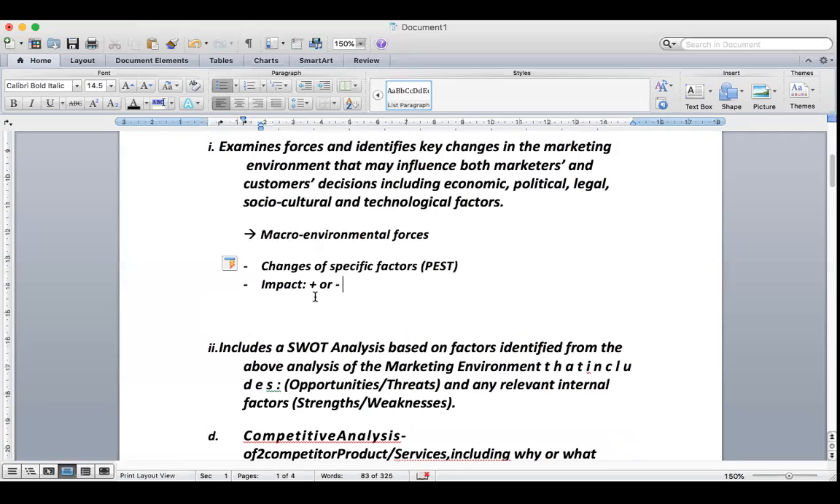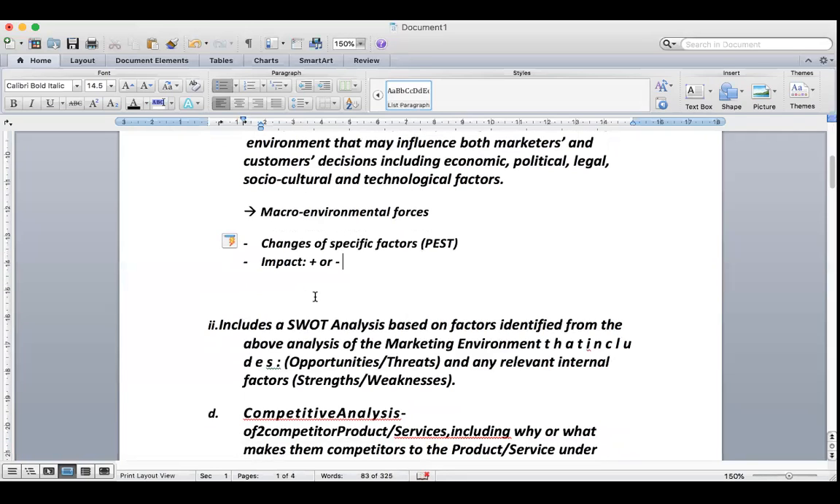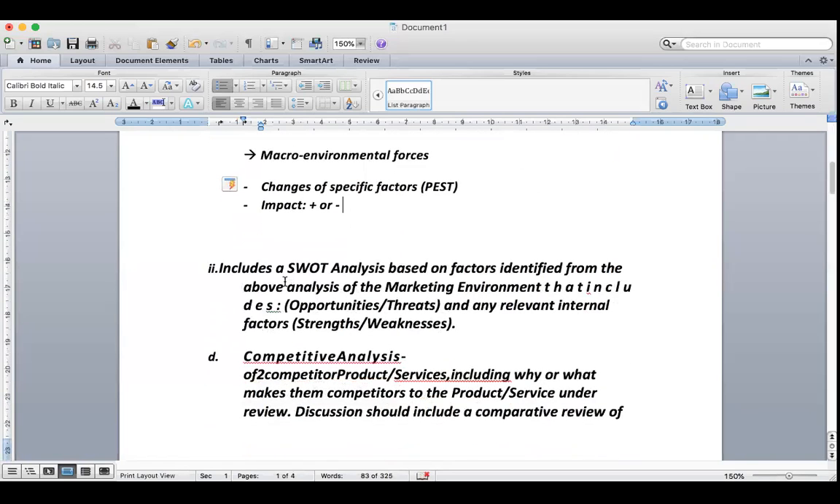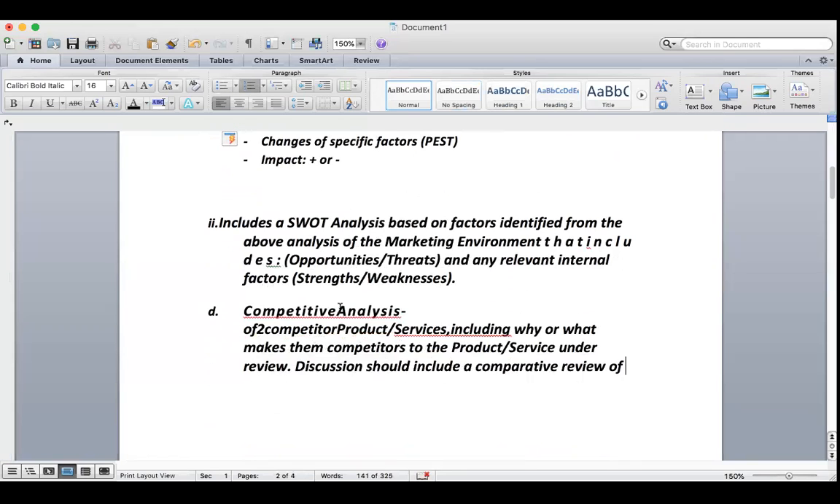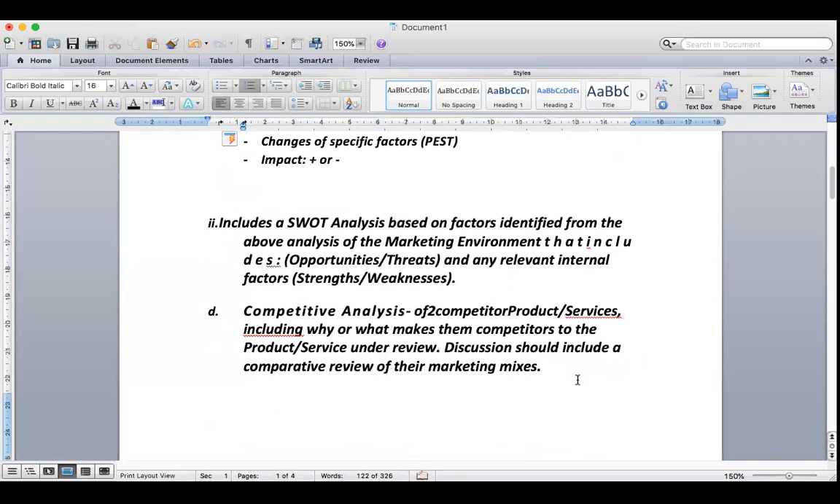So that's the macro environmental forces. Now, I'm going to skip the SWOT analysis for a moment. I just want to jump to the competitive analysis, or competitors analysis. I noticed that a lot of people analyze competitors when it comes to assessment one, which is fine. Here, we need to have two competitors' products or services, so make sure you have two, all right?